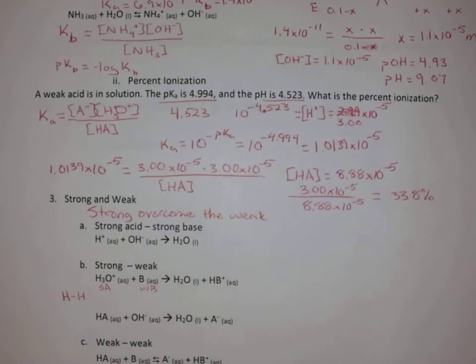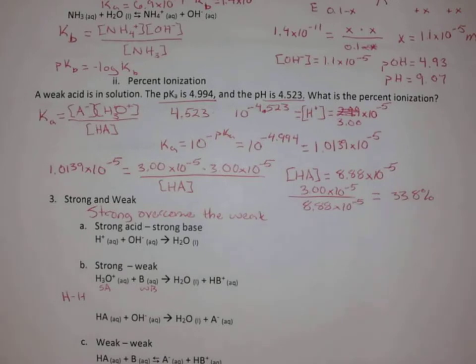But if we have a weak acid, strong base, again, strong overcomes the weak, we're going to be forced that way, okay? If we have a weak acid and a weak base, then our overall reaction is more like this, okay? And then things can get complicated, okay?